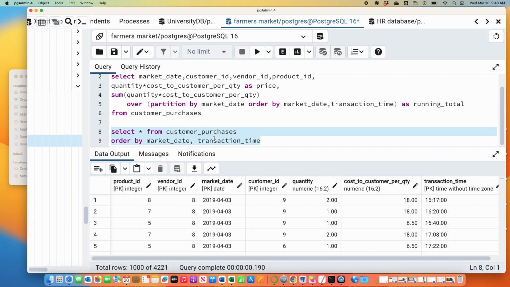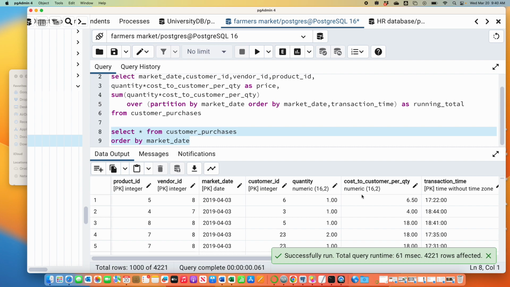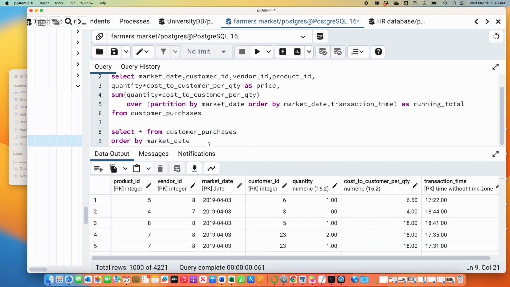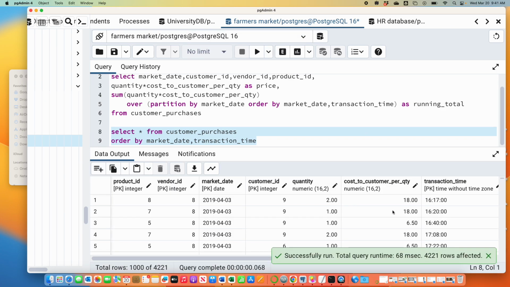So when I also asked it to order by time, the very first purchase made at the farmer's market was worth 36 bucks. Does everybody see that? If I take the transaction time off, it's not actually showing me within each day the earliest times. So this 650 was actually not the first purchase made in time. If I put transaction time there, the very first purchase made was 36 bucks.